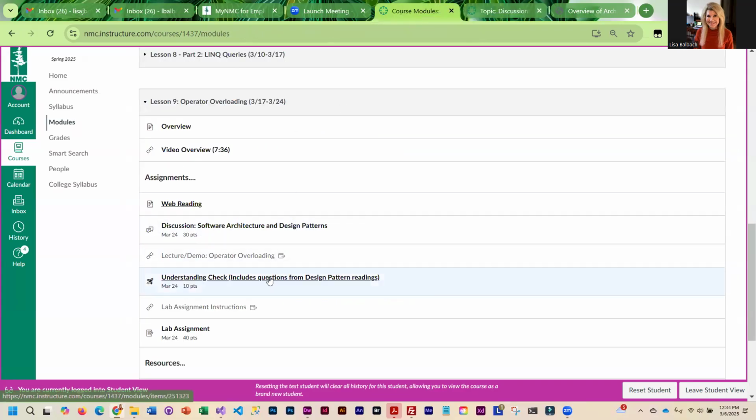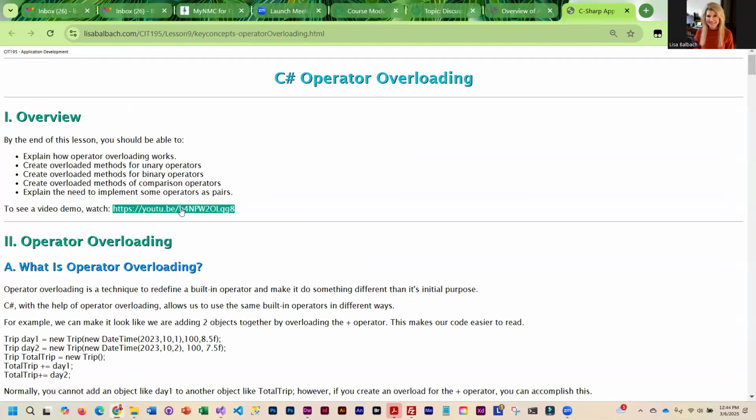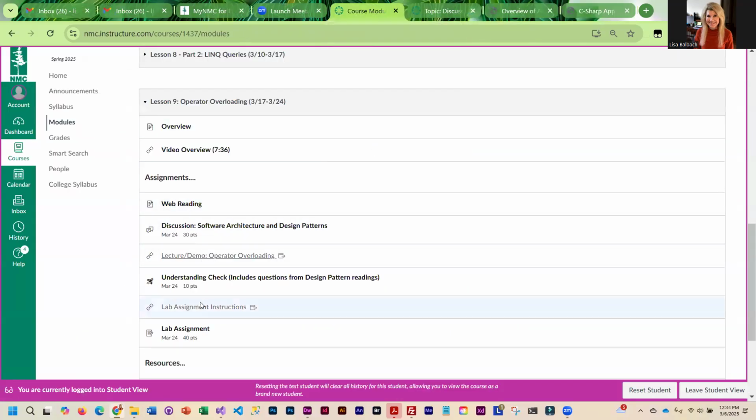And once you finish that, then you can do the lecture on operator overloading, which does have video that you can watch and lots of examples. And it's fairly short. And then the assignment itself only has two exercises. The understanding check does include questions from the design pattern readings. And it's like all the other ones: unlimited number of times, open book, open note, and every attempt builds on the previous.